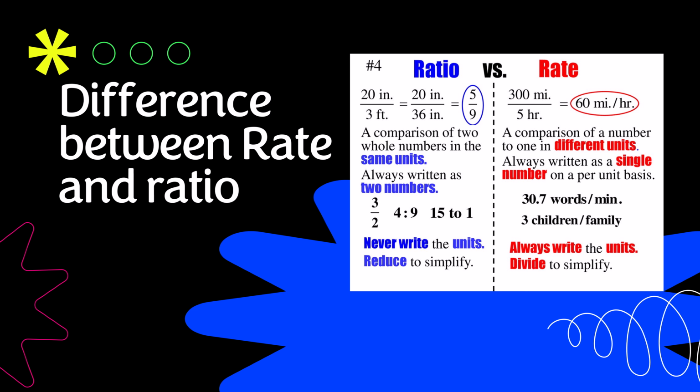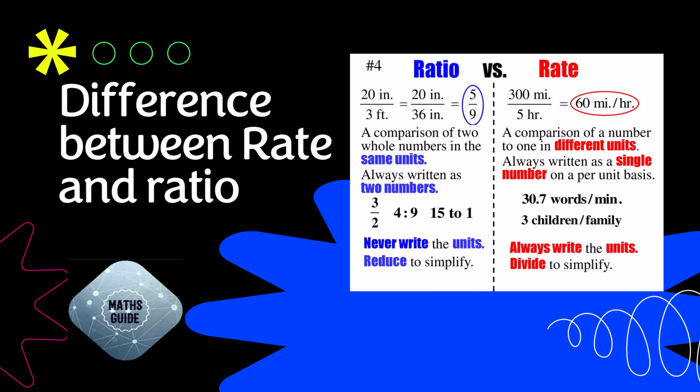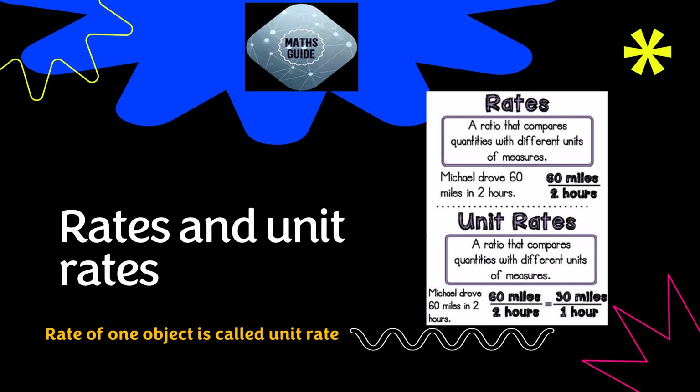A ratio is a comparison of two or more numbers or things with the same units. But the rate is a special kind of ratio in which we compare two or more quantities with different units. In a ratio, we always write two numbers or three numbers separated by the ratio symbol. But in a rate, there is always a single number on a per unit basis. For example, 3 children per family or 30 words per minute.